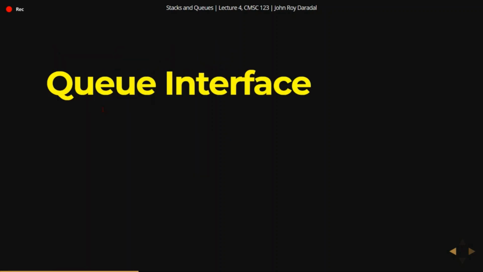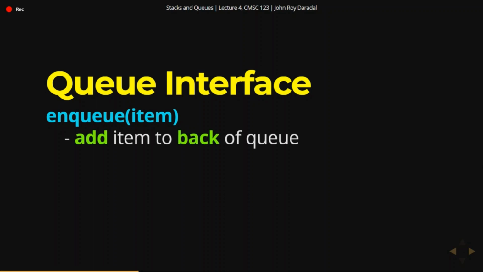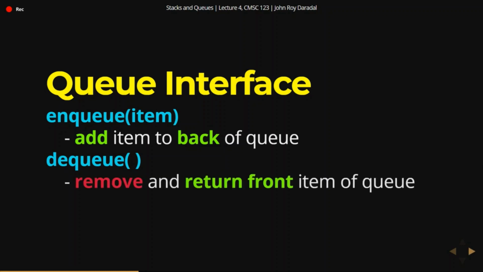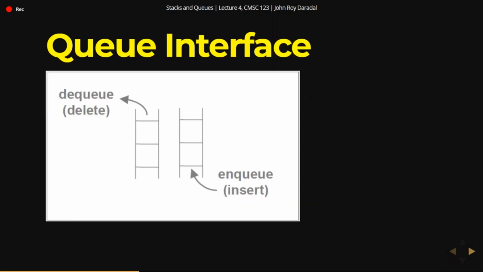Okay, now for the interface of the queue, for the set of methods that it supports, we have the following. First, enqueue. So if you enqueue an item, you're adding an item to the back of the queue. Next, we have dequeue. If we dequeue an item, we are removing and returning the front item of the queue. Okay, so similar to push and pop, when you add and remove items, you also have enqueue and dequeue in the queue. So again, enqueue or insert happens at the back, dequeue happens at the front.